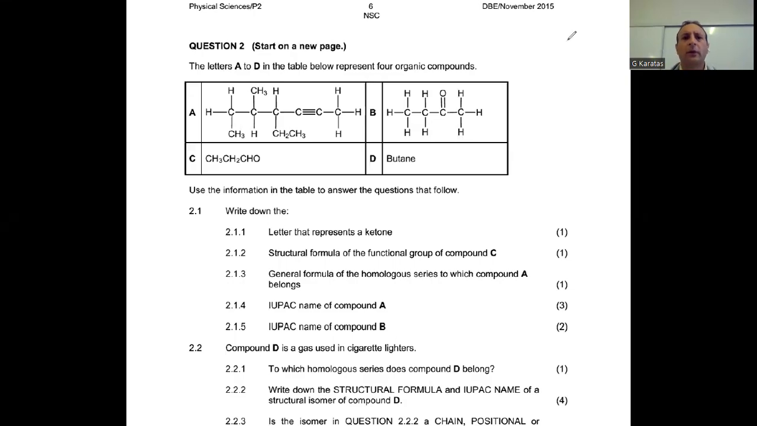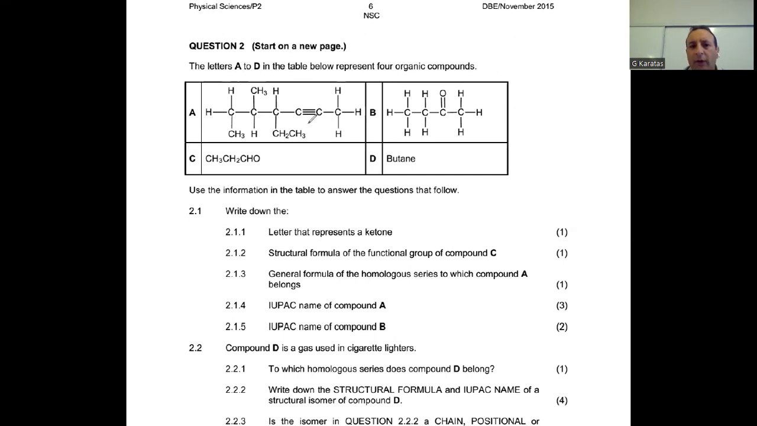Hi everyone. Today we have a question from November 2015. That is the question here. This question is related to organic structures, IUPAC naming, and the isomers. The letters A to D in the table below represent 4 organic compounds. Before we go into the questions, let us just identify what we have in this table.